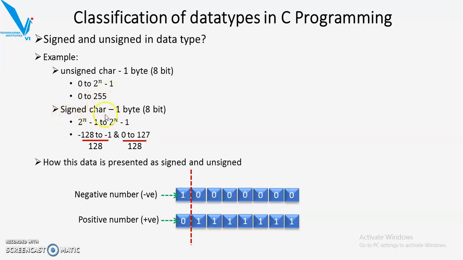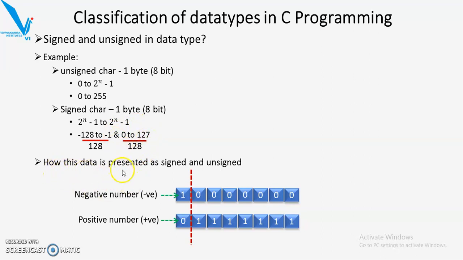Similarly, if we consider the signed character, that is of 1 byte, 1 byte means a total of 8 bits. The signed character is used to store 0, positive, and negative values. So in the signed character we have minus 2 raised to the power n minus 1 on the negative side to 2 raised to the power n minus 1 on the positive side. So here we have the range from minus 128 to minus 1 on the negative side and 0 to 127 on the positive side.